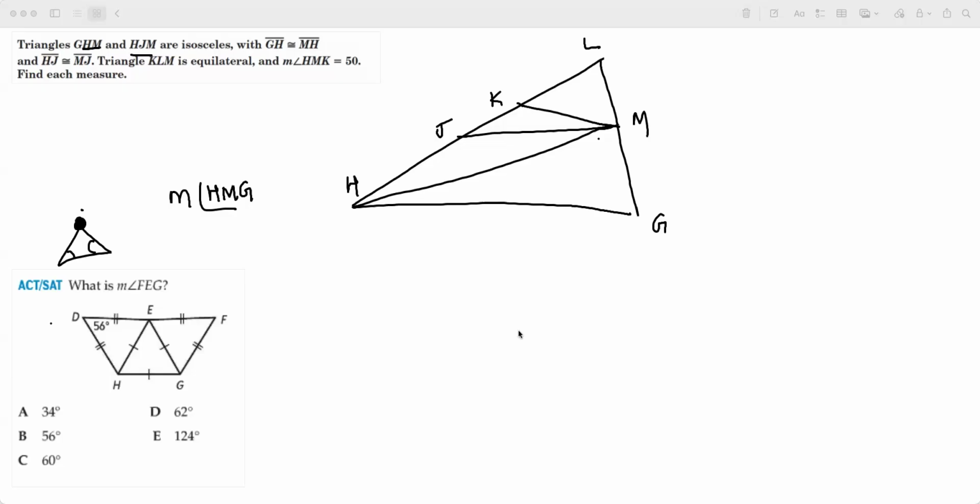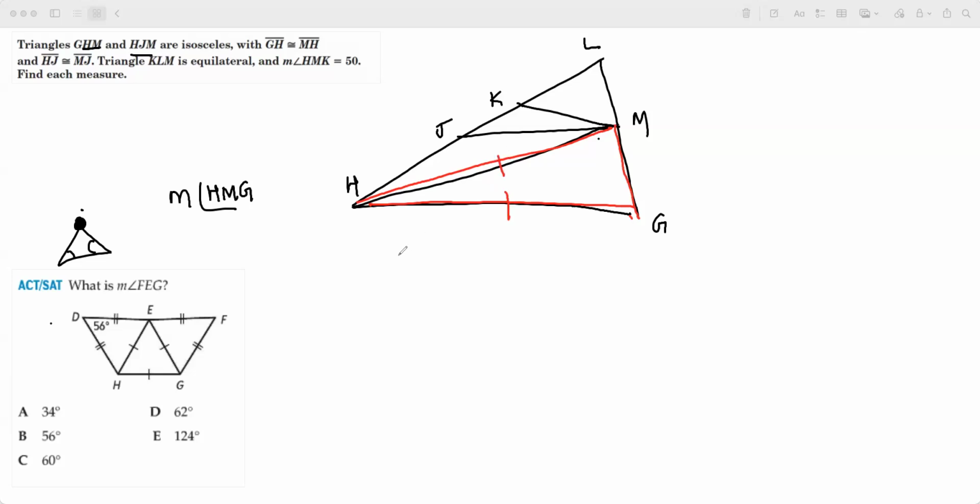Oh, good. Nice, Dhruv. First one, why Dhruv? Try Dhruv. It's not hard. See, GHM is isosceles means you'll have to derive. GHM is isosceles. See, this is not drawn to scale. GHM is isosceles. Okay, GH equal to MH.